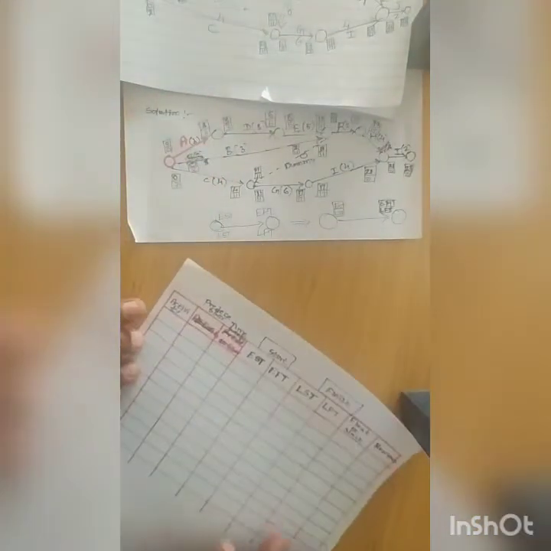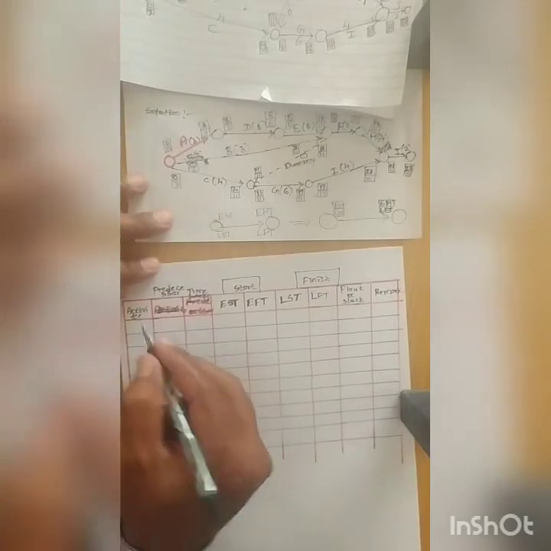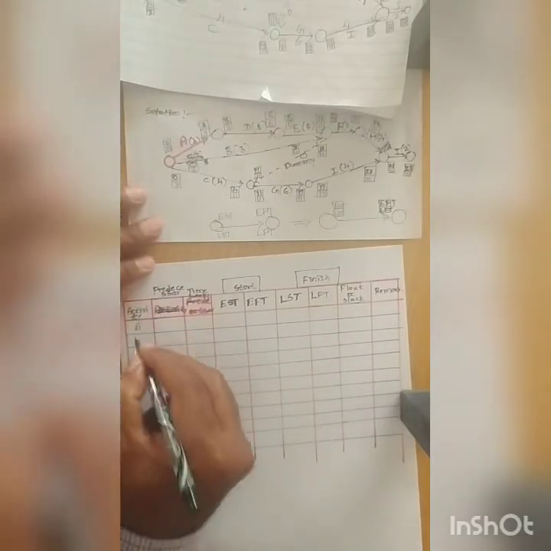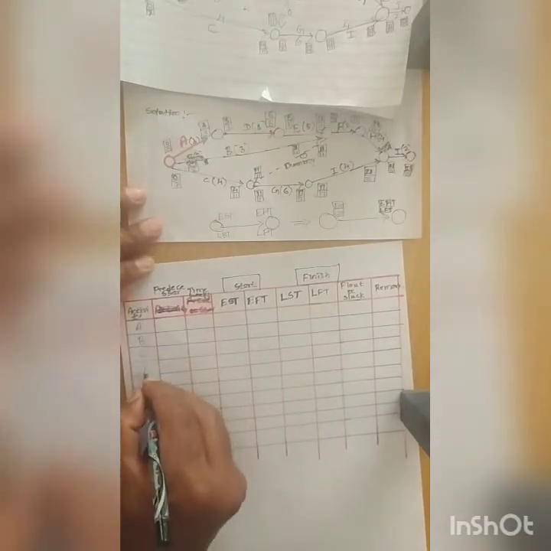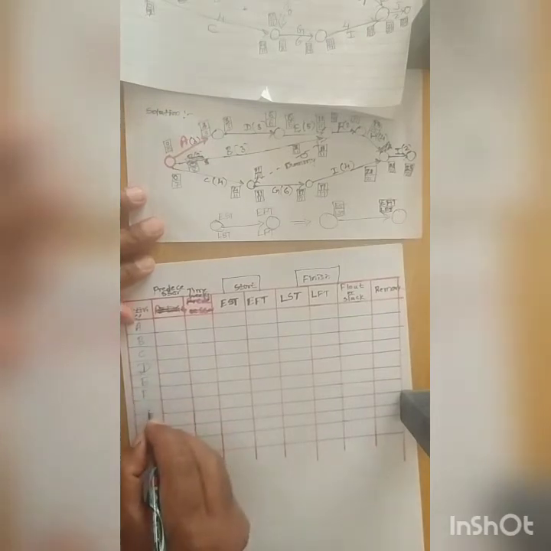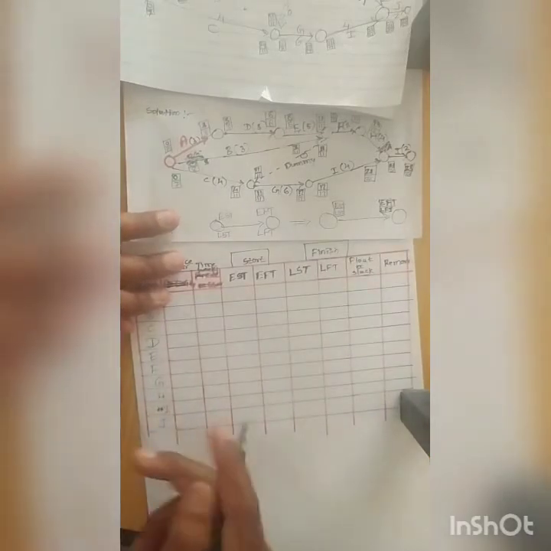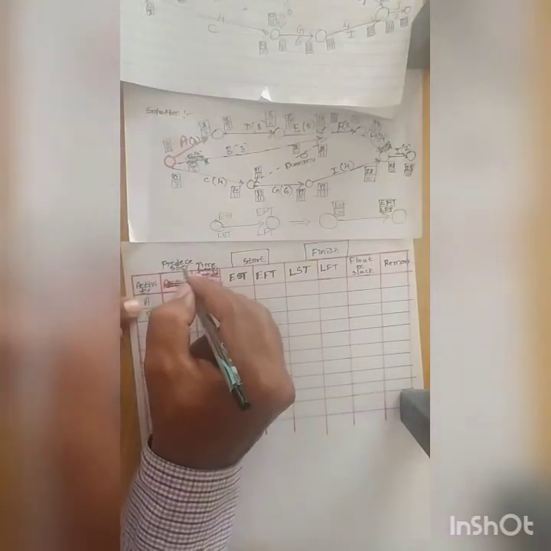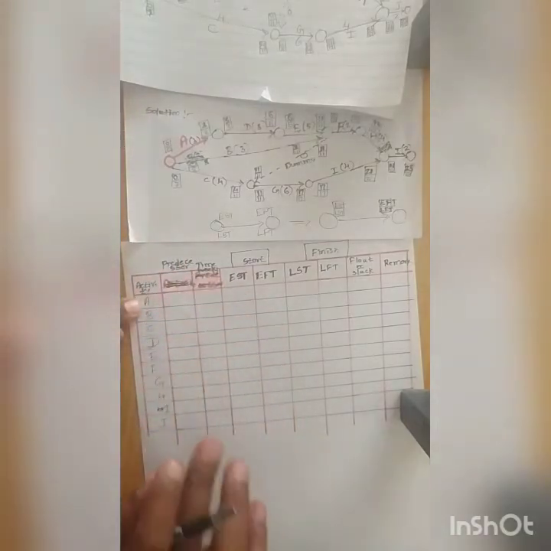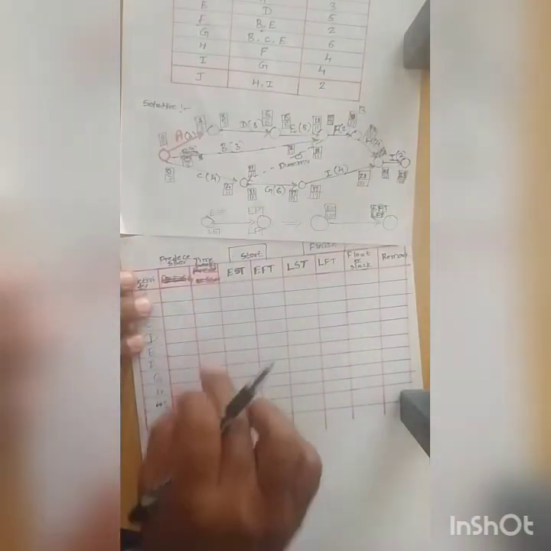Whatever values I got, I have to write them. So here it is activity A, B, C, D, E, F, G, H, I, J. Next is the predecessor, which is given in the problem. You can see that. Predecessor and time duration, both things you write.